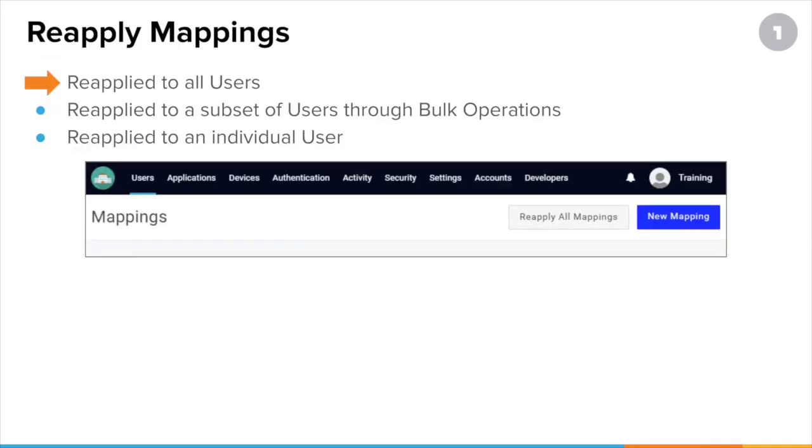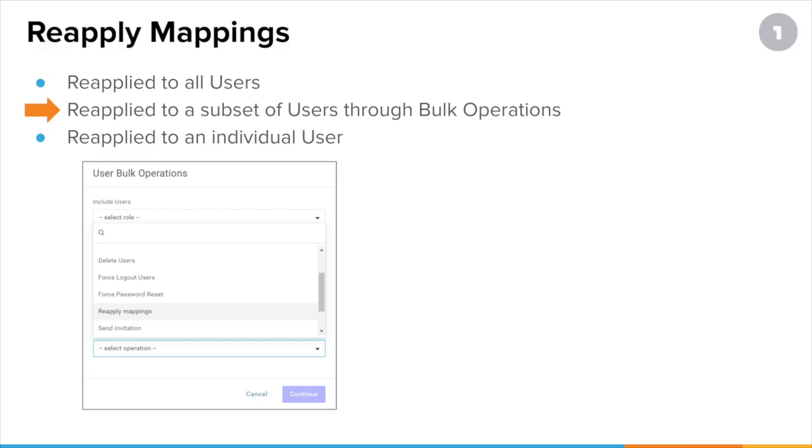So, as we stated, mappings only fire off when a user is created. New mappings and changed mappings will only be applied to existing users when that reapply mappings action is taken. You can reapply mappings to all users from the main mappings page, which you'll find underneath the users menu. And what we're seeing here is where that reapply all mappings button is on the main mappings page.